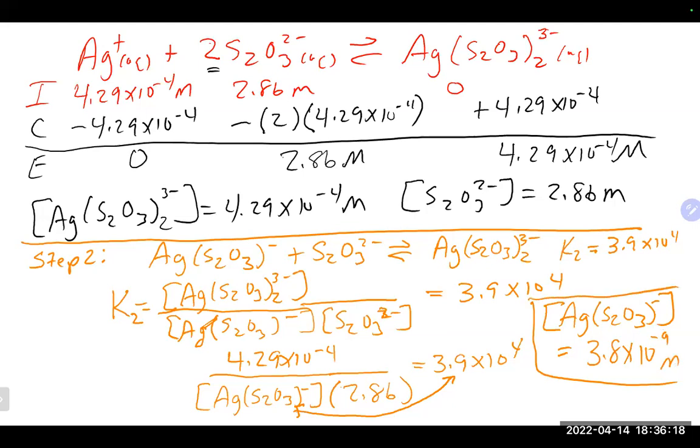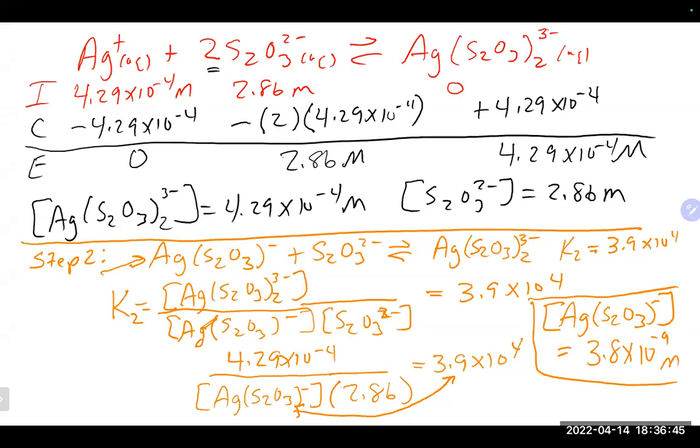Now, again, I am strictly using step 2's equation, which is why I did not square the bottom guy. The squaring happens in the overall equation, and I'm not using that K value. It is all based off of this reaction here. So that, again, is why we're not doing any type of squaring of that 2.86 number. Any questions on that step there?